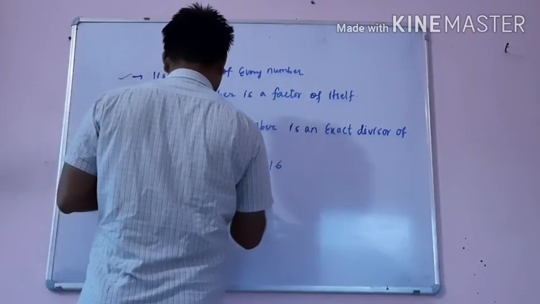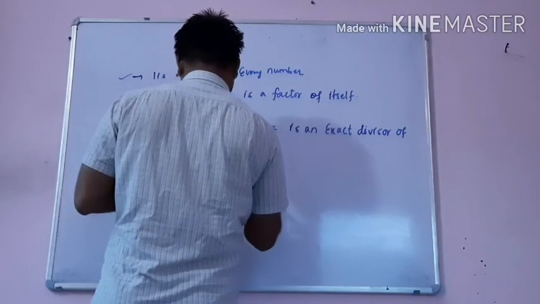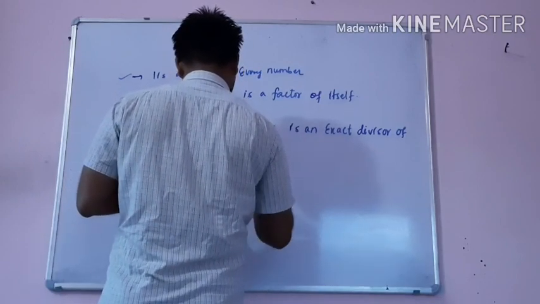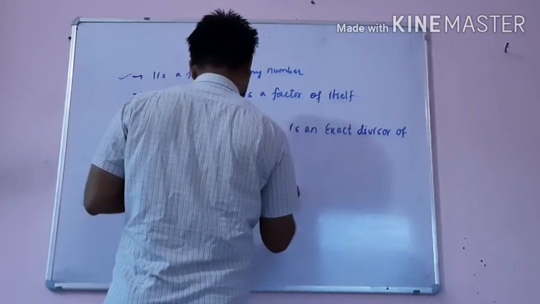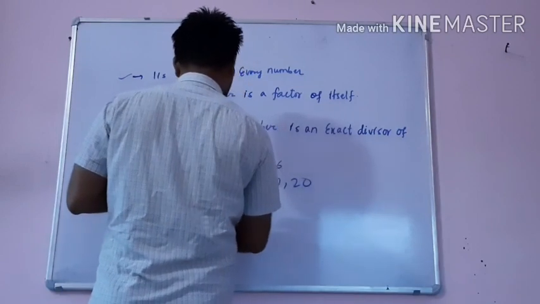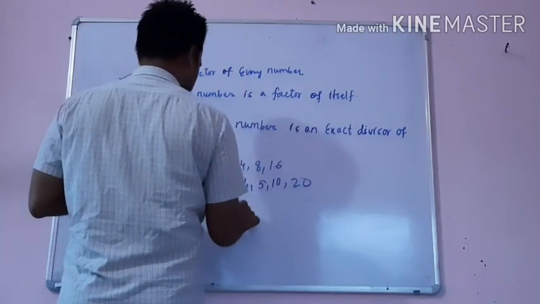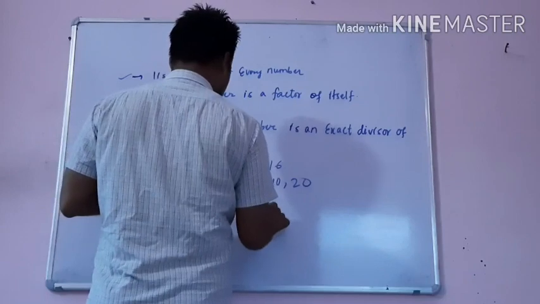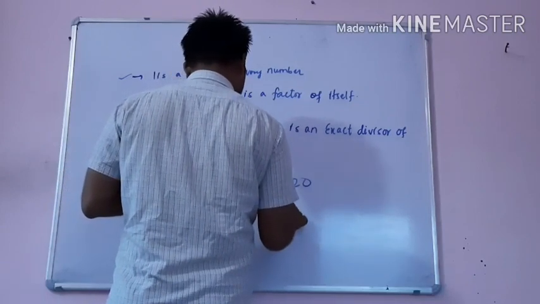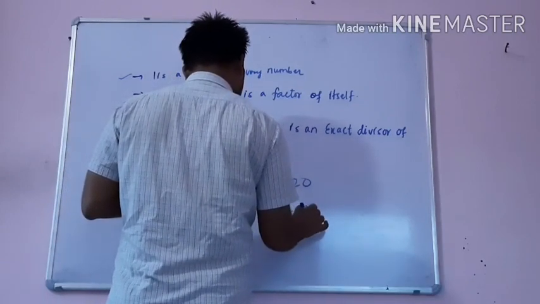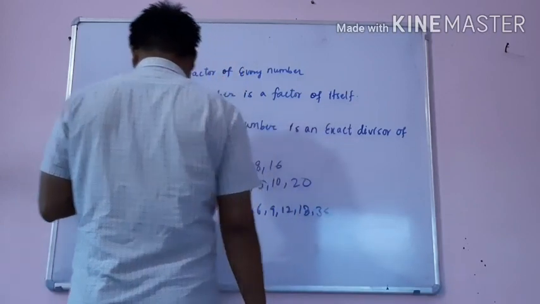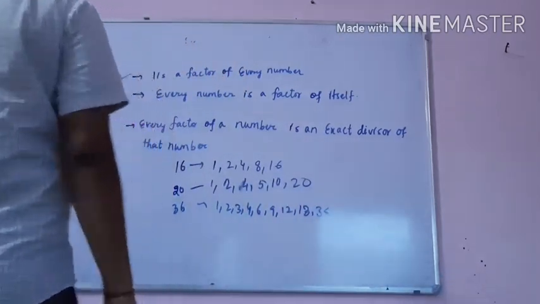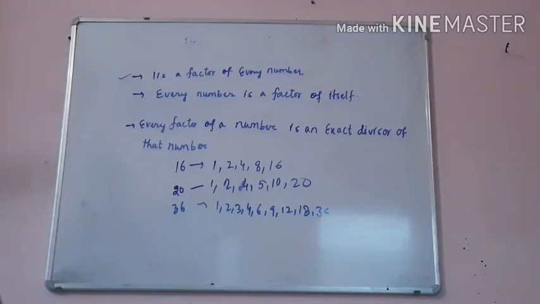1, 2, 4, 5, 10, 20. 36: 1, 2, 3, 4, 6, 9, 12, 18, 36. So every factor of a number is an exact divisor of that number.